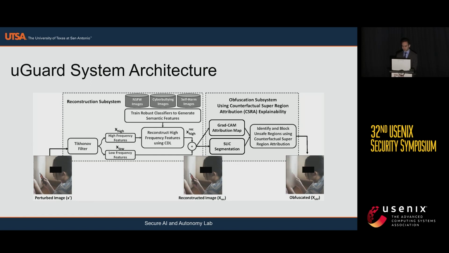To recap, in this system, first, an adversarially perturbed image is deconstructed into its high and low frequency components. Next, the high frequency components are reconstructed using a learned dictionary that corresponds to the low frequency image features. Then the image is detected as safe or not safe according to a robustly trained classifier. And then, if an image is detected as unsafe, the attribution map and image segmentation is generated, where counterfactual masking will be used to obfuscate the unsafe image regions.